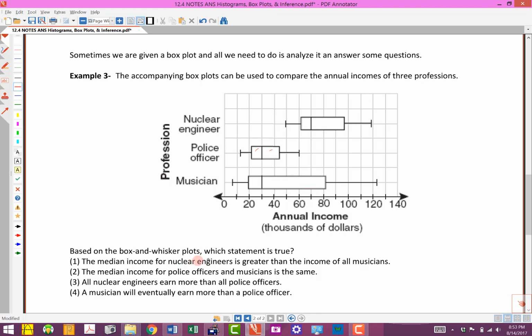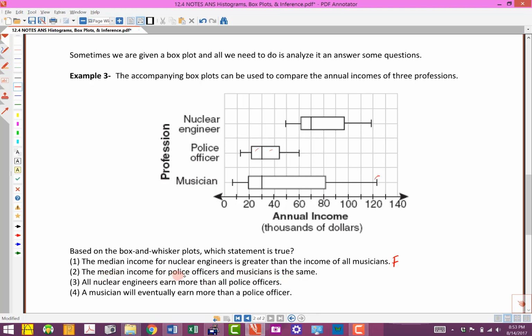And it says that median income is greater than the income of all musicians. Well, if you come down here, it certainly isn't, because there are some musicians that made a heck of a lot of money. So that one definitely is not true. That one is false.